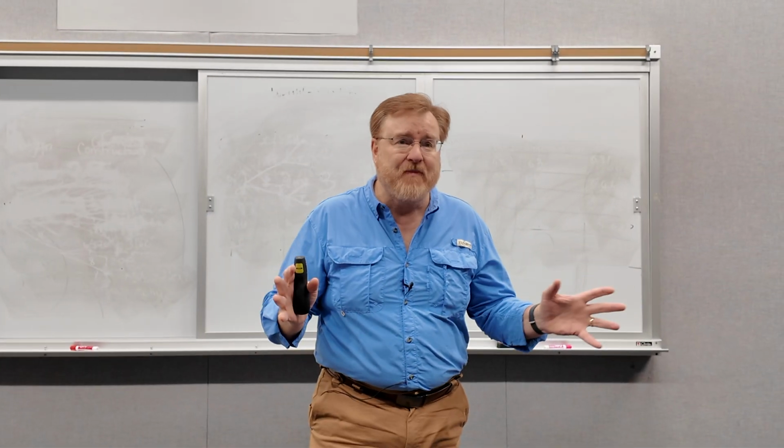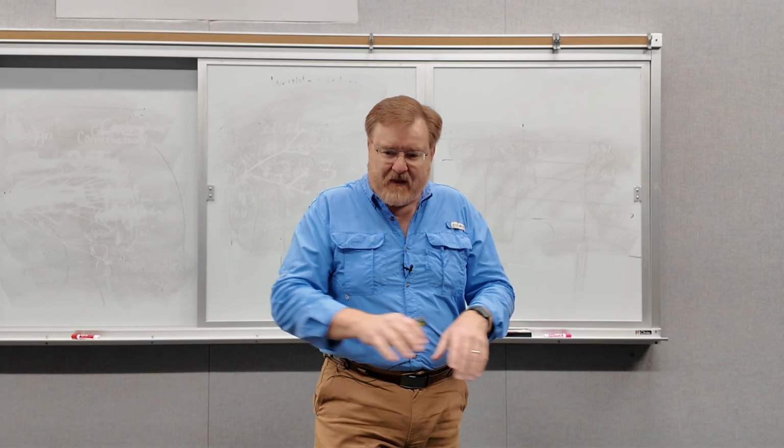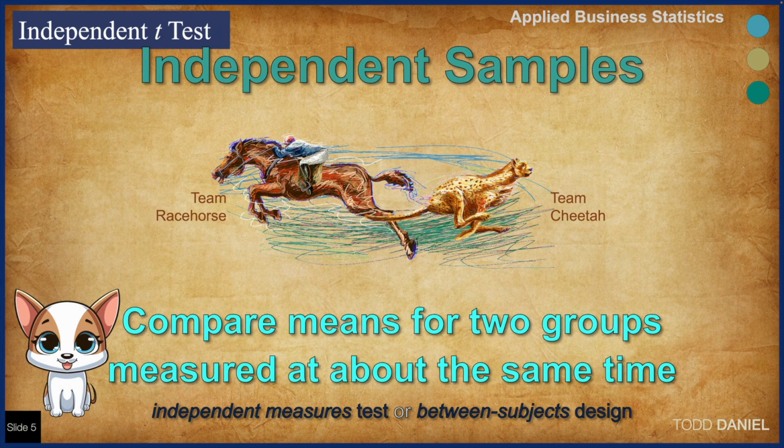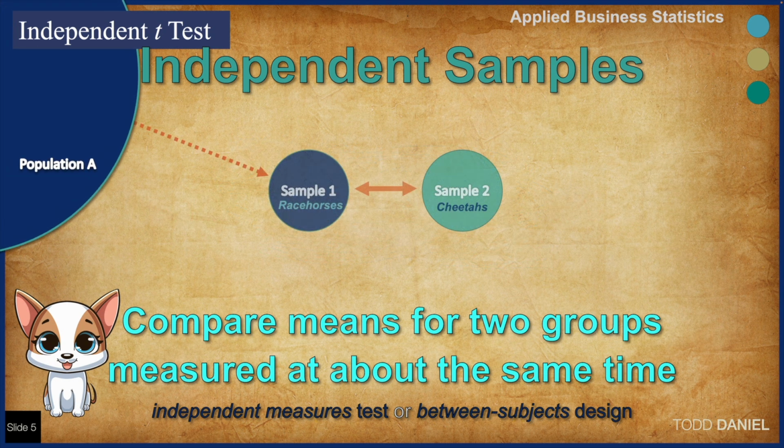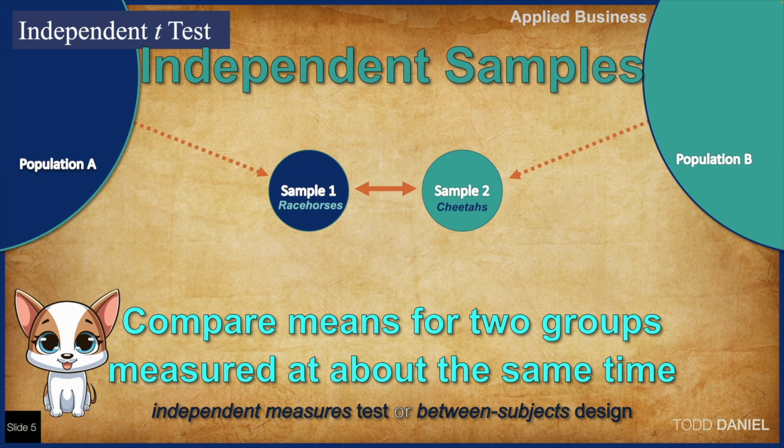Here's the bigger point. If we're going to race the horses against the cheetahs, we are going to start with a population of racehorses and draw a random sample of horses from that population. That's our group for sample 1. Then we'll do the same with the cheetahs. We have a second population of all cheetahs. We're drawing a random sample from that second population, and we want to know whether there is a mean difference between the finish times for these two samples.